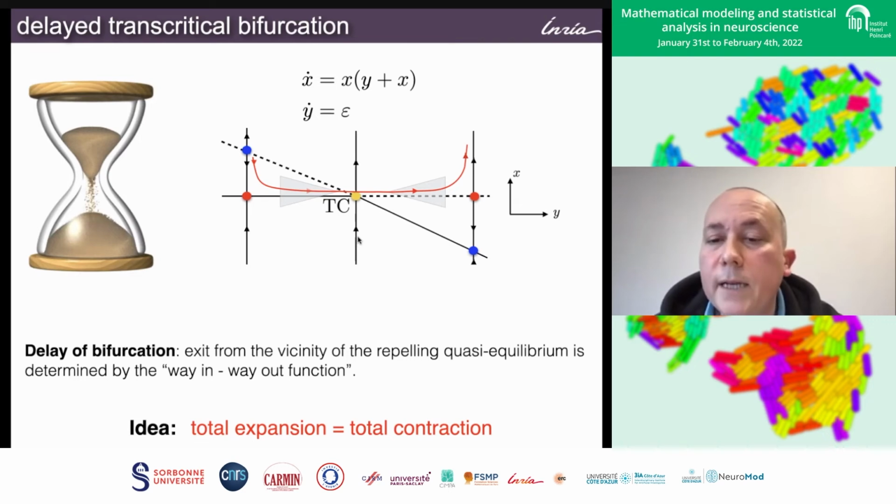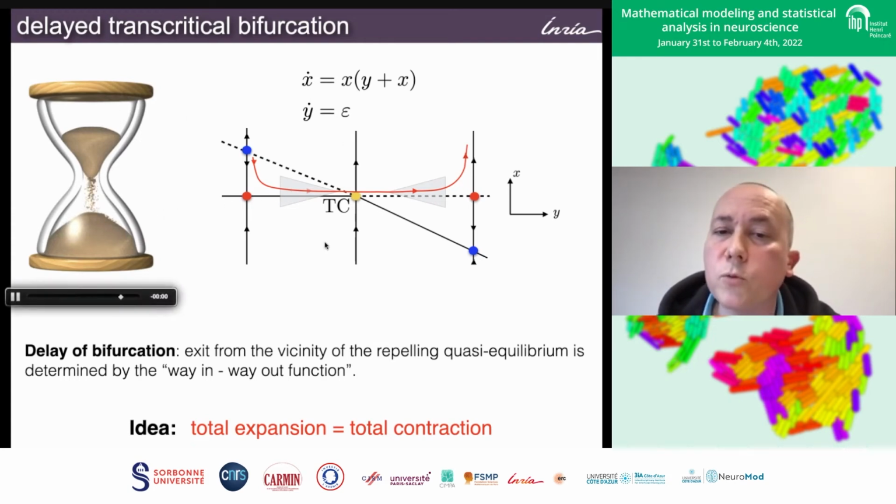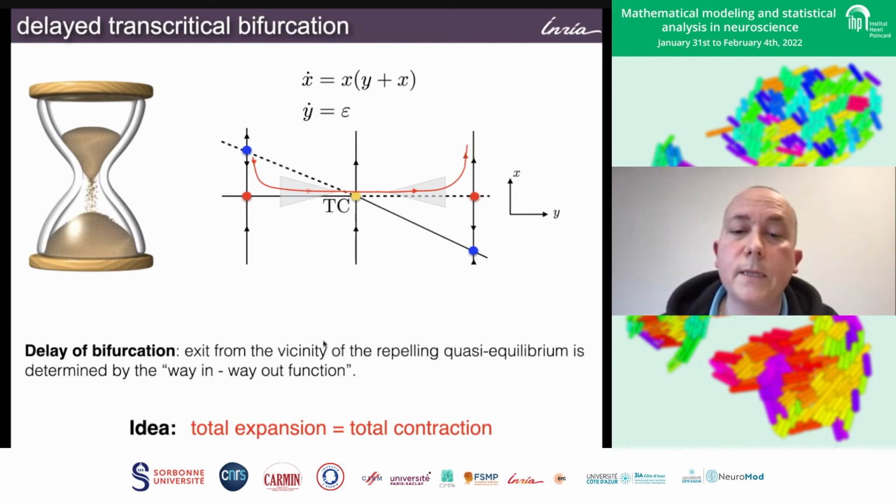And one needs to understand that the total contraction accumulated here, like a spring with some memory, would have to be balanced by the total expansion on the right hand side in order for the trajectory to react and go away. So this is again a change of stability with a delay due to the fact that we have a slowly varying quantity. And in this case, we have a way to control somehow the timing of this event. The underlying mathematical machinery that does that is the so-called Wayne-Weyl function.